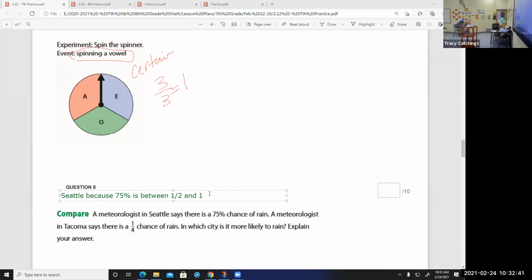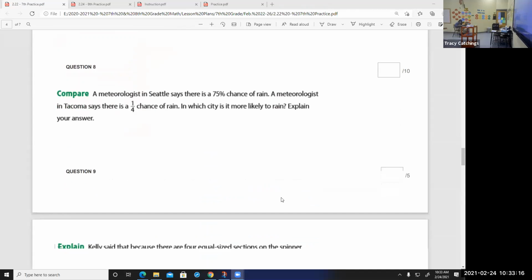75% because it's between 1/2 and 1. Kylie says Seattle because 75% is greater than 25%. Anybody else have something? All right, you can use either one of those. 1/4 is 25%. That's like thinking a quarter. Either of those, 75% or 25% chance. Good job, lady. Any questions on it? Told you probability is the easiest thing we're gonna do.